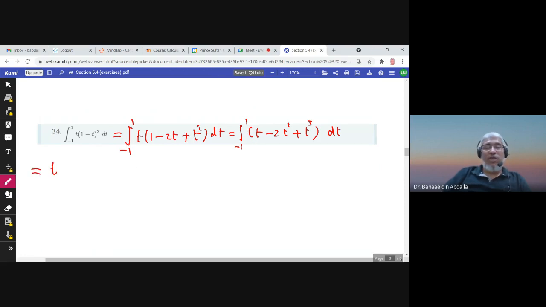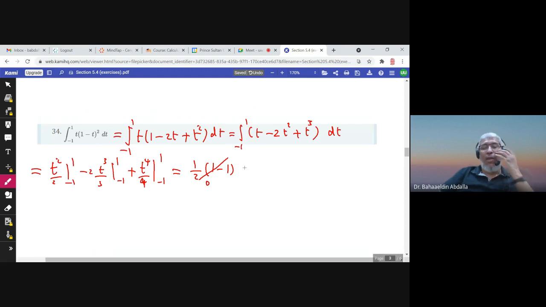So the integral of t is t square over 2 from negative 1 to 1, minus t cube over 3 from negative 1 to 1, plus t to the power 4 over 4 from negative 1 to 1. Notice that I can take the 2 out, so it's half. And then I replace t by 1. 1 square is 1 minus negative 1 square is also 1. So this would be 0, minus 2 over 3. And now I replace t by 1.